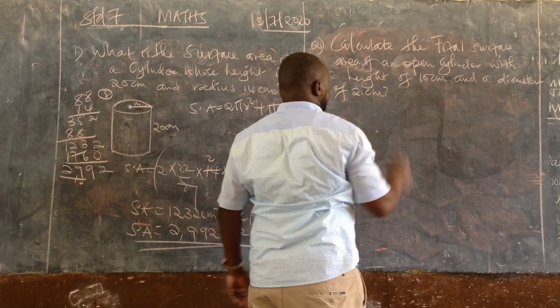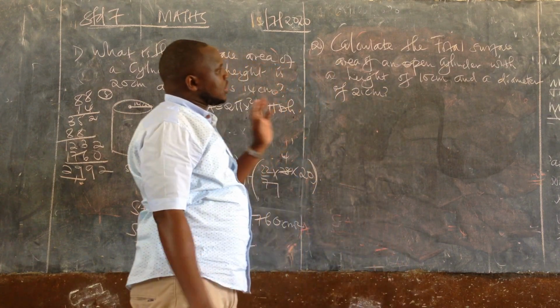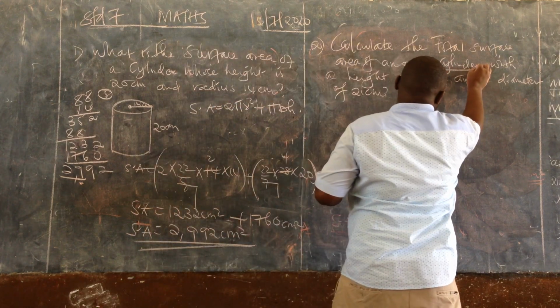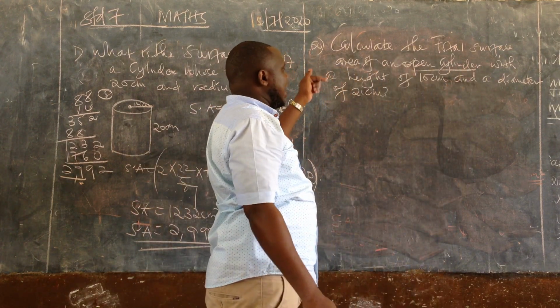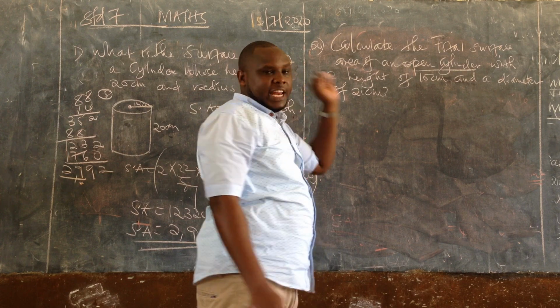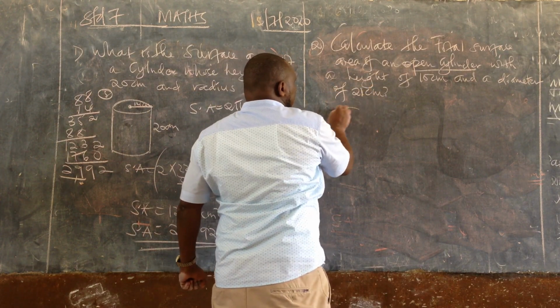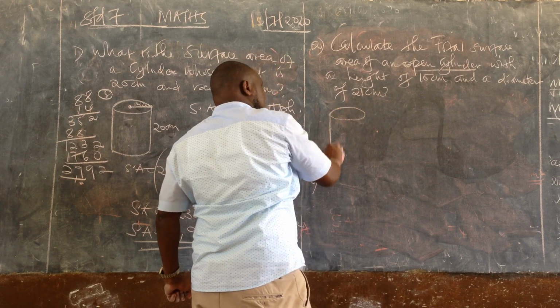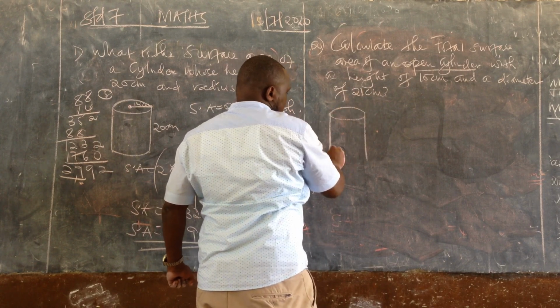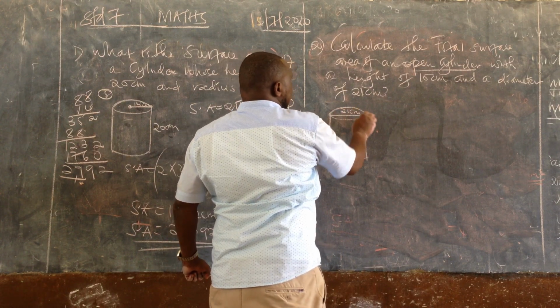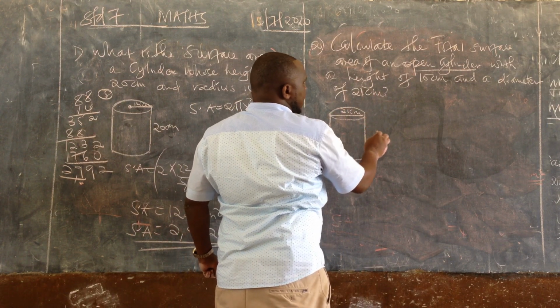21 centimeter. So we are to calculate the total surface area of an open cylinder. This is very, very important. Open cylinder with a height of 10 centimeter and a diameter of 21 centimeter. So now I say drawing is very, very important to be able to indicate the measurements. And therefore, our diameter here is 21 centimeter, but the height is, of course, 10 centimeter.